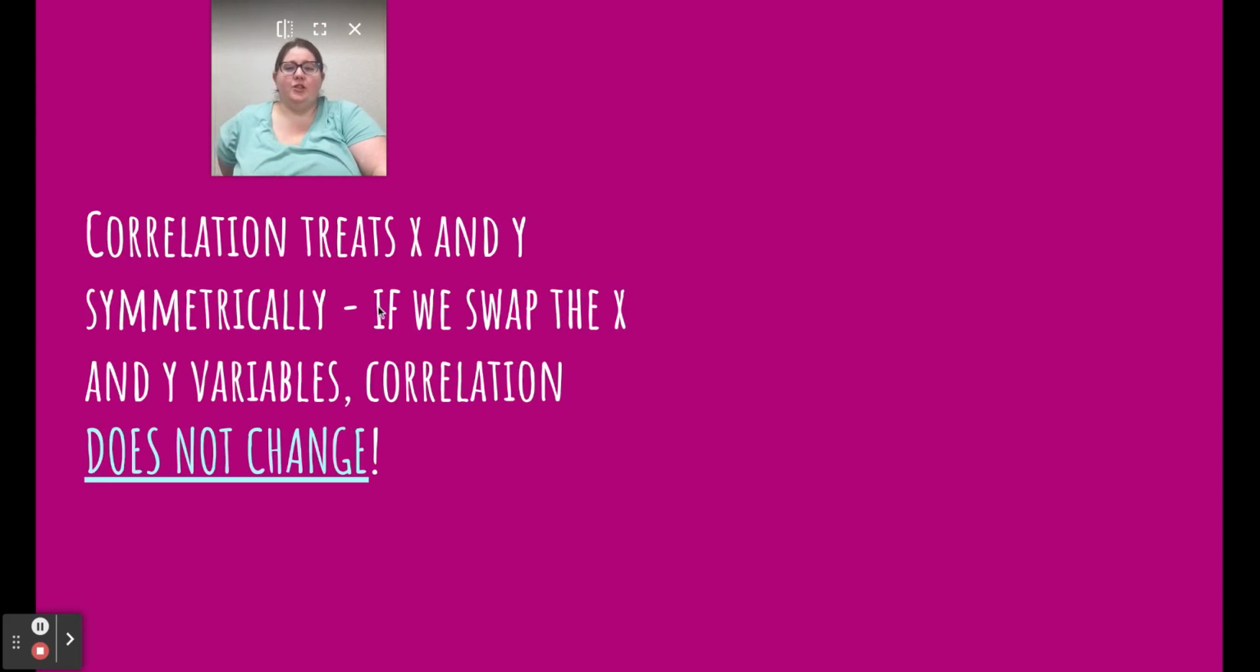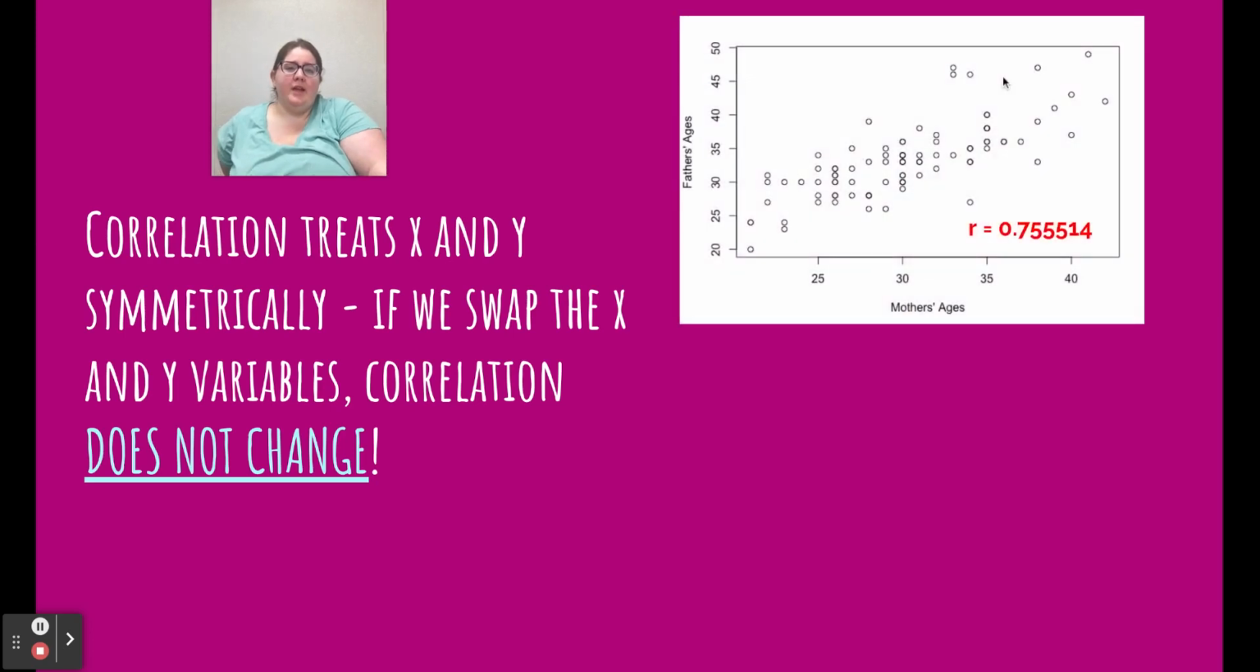Another fact is that correlation treats x and y symmetrically. So if we were to swap the x and the y, this does not change correlation. If you remember the formula for R, we're multiplying zx times zy. So multiplying either way doesn't change the value of the number. So here is the mother's age, father's age. The correlation for that data is 0.75.